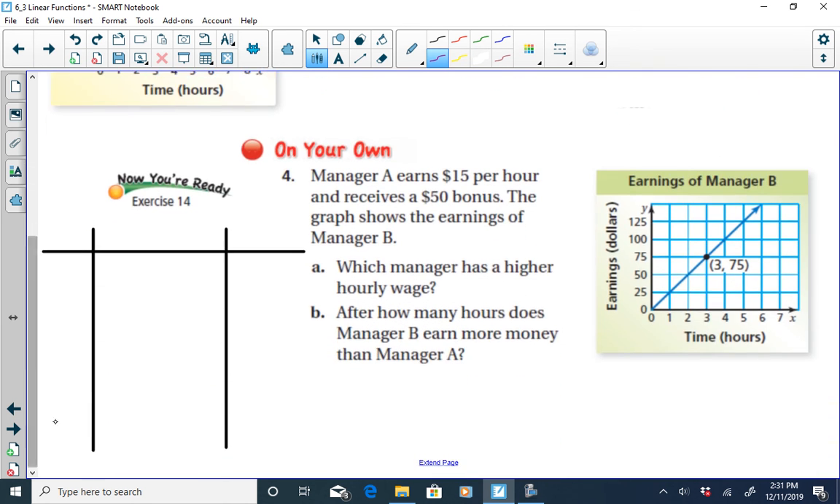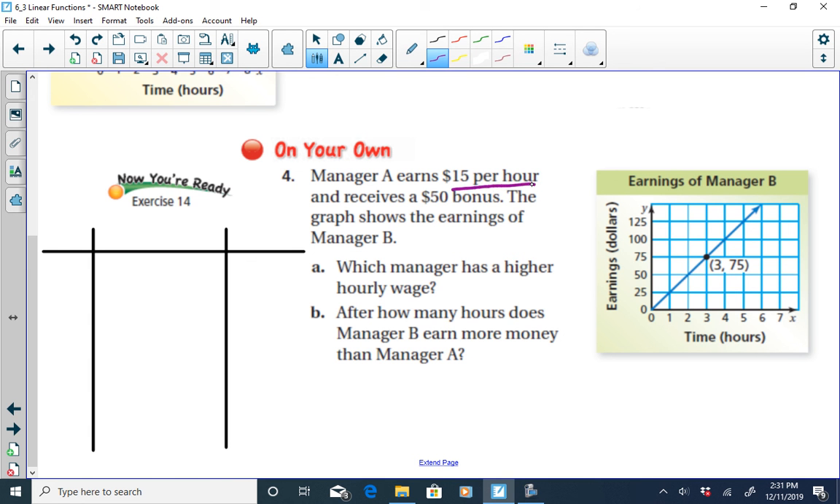All right, let's finish this up here. Manager A receives $15 per hour and receives a $15 bonus. The graph shows the earnings of Manager B. All right, here's the graph for Manager B. Which manager has a higher hourly wage?